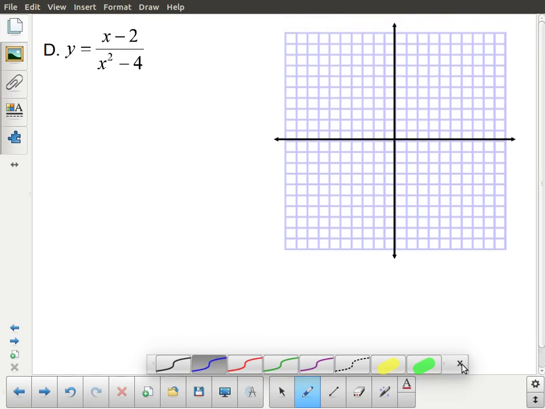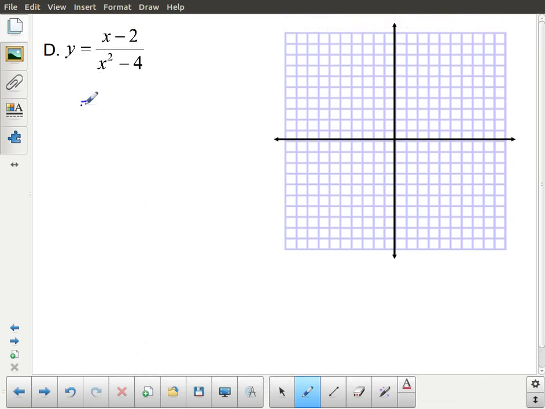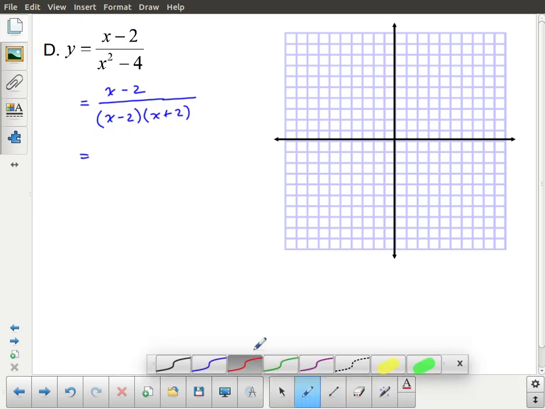Okay, a little bit different, but similar to what we did in the previous one. I'm going to rewrite the numerator as x minus 2, and I'm going to recognize a difference of squares in the denominator. And that gives me x minus 2, x plus 2. Now this is going to give us a new result. New in the sense that it's not something we've talked about so far.